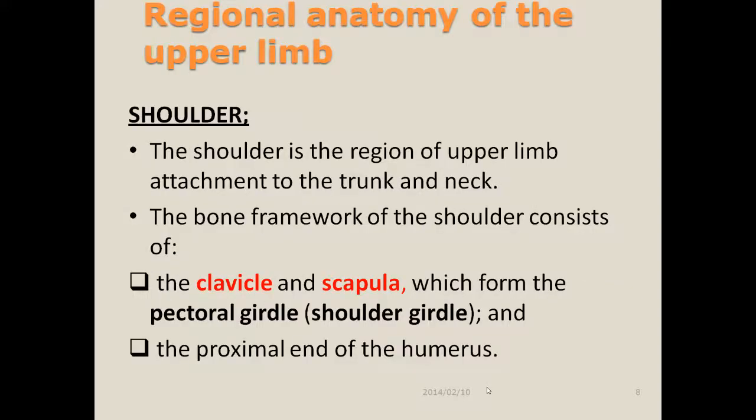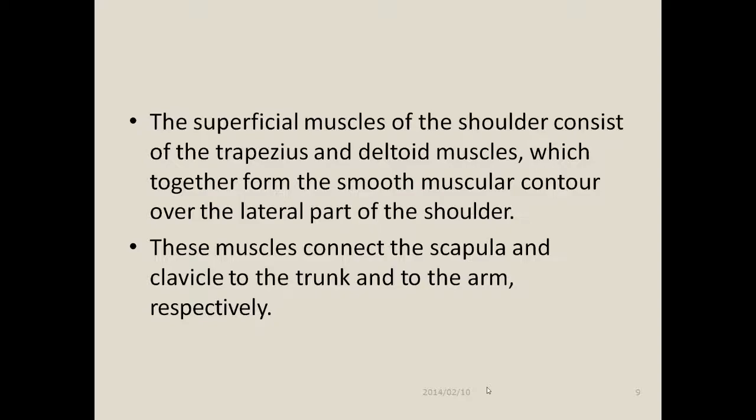Regional anatomy of the upper limb. The shoulder is the region of the upper limb attachment to the trunk and neck. The bony framework of the shoulder consists of the clavicle and scapula, which form the pectoral girdle, and the proximal end of the humerus. Superficial muscles of the shoulder consist of the trapezius and deltoid muscles, which together form the smooth muscular contour over the lateral part of the shoulder. These muscles connect the scapula and clavicle to the trunk and to the arm respectively.